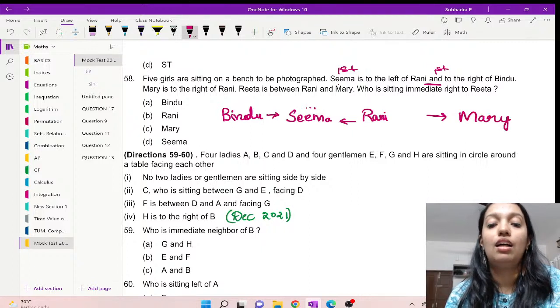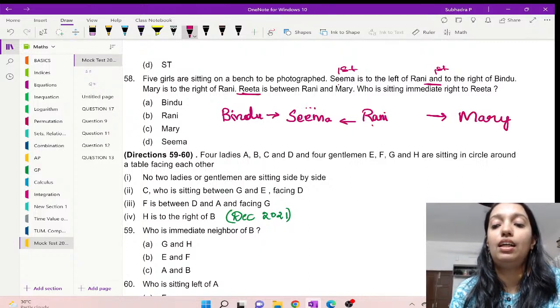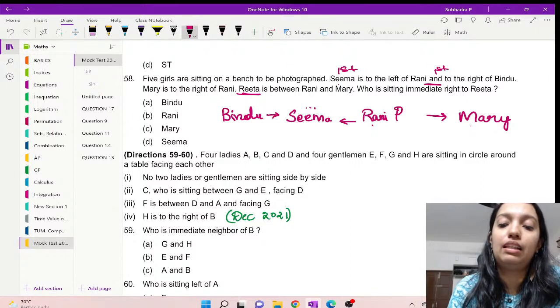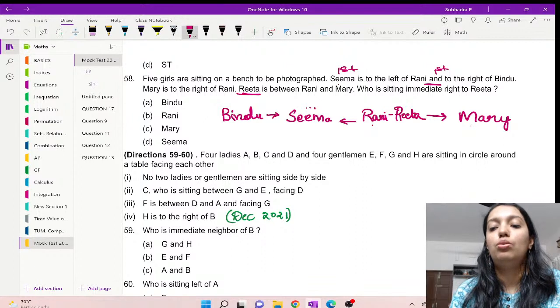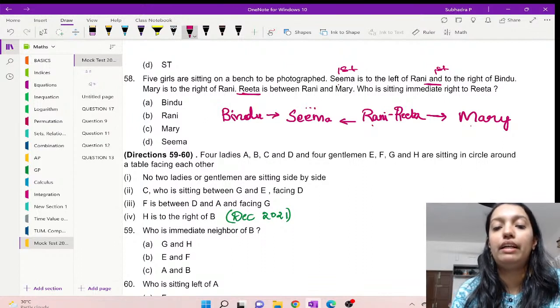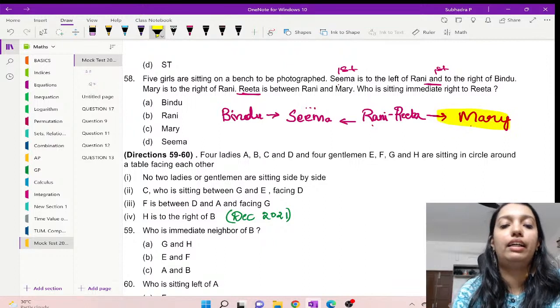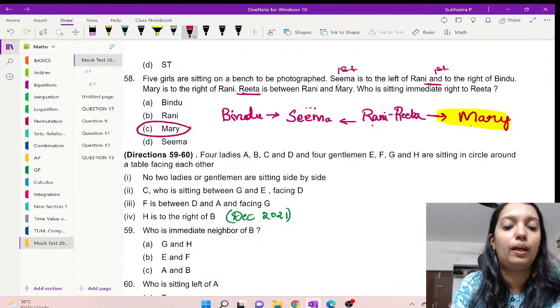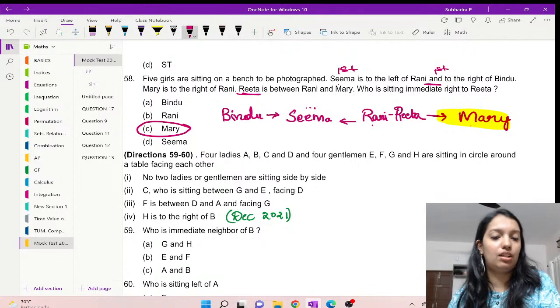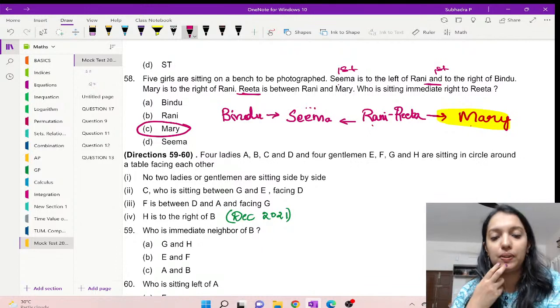Rita is between Rani and Mary. So place Rita like this. Who is sitting immediate right of Rita? Rita's right side is occupied by Mary, which is option C for the 58th question.